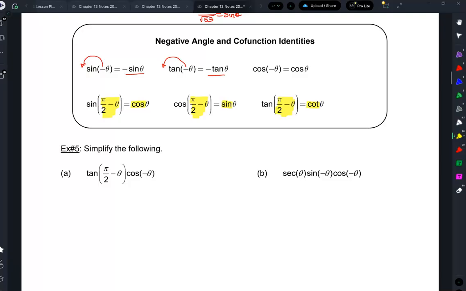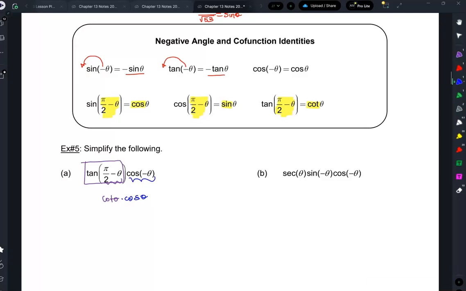So take a look here. If you're walking down the street and you see tangent of pi over 2 minus theta, what is this entire thing equal to? Cotangent theta. If you see cosine of negative theta, what is that equal to? Are you sure? Cosine theta. Okay?